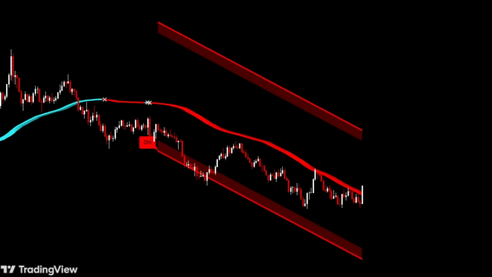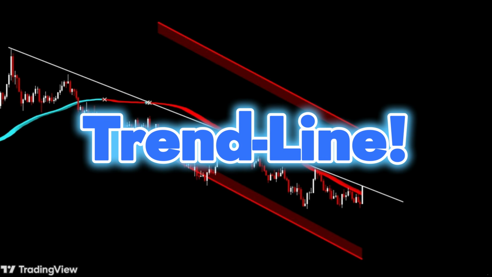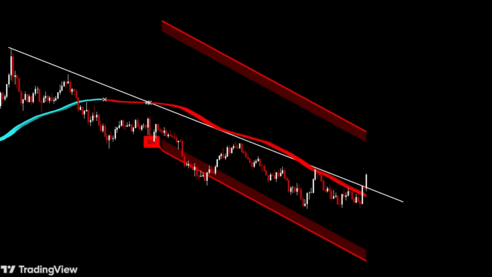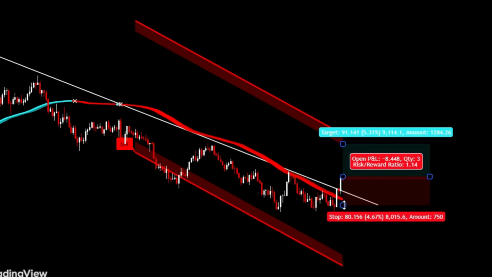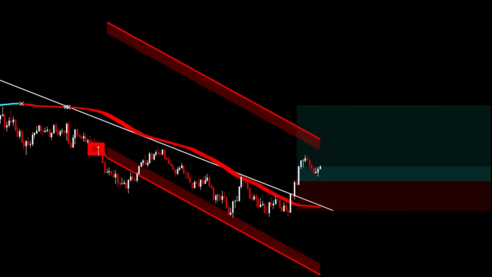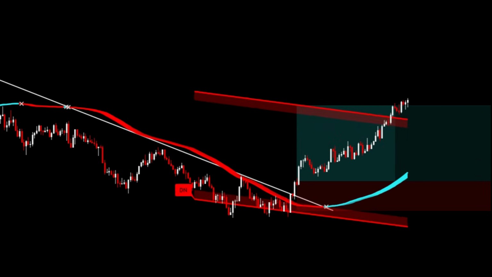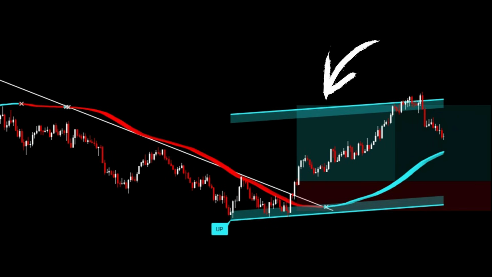Another simple but powerful price action method you can use to level up your setup is drawing trend lines. Take a look at this example. We've got a trend line breakout. It lines up perfectly with a long indication from the indicator. And once again, notice how the channel turns blue, confirming the momentum shift to the upside.